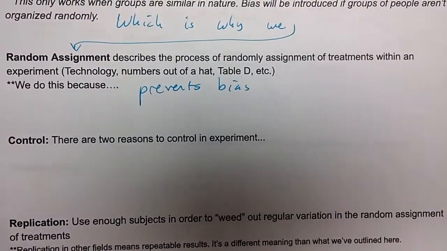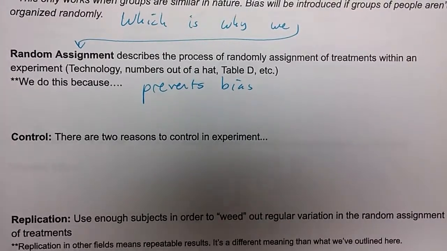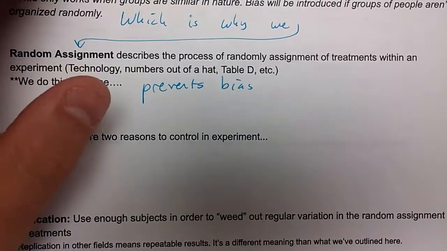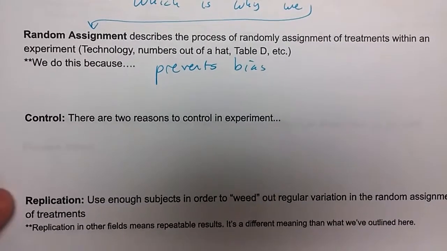Anytime that a human chooses on their own without using some kind of random number generator or a random table D, there's bias in there, and even knowing about it's not good enough. You have to use that random assignment.